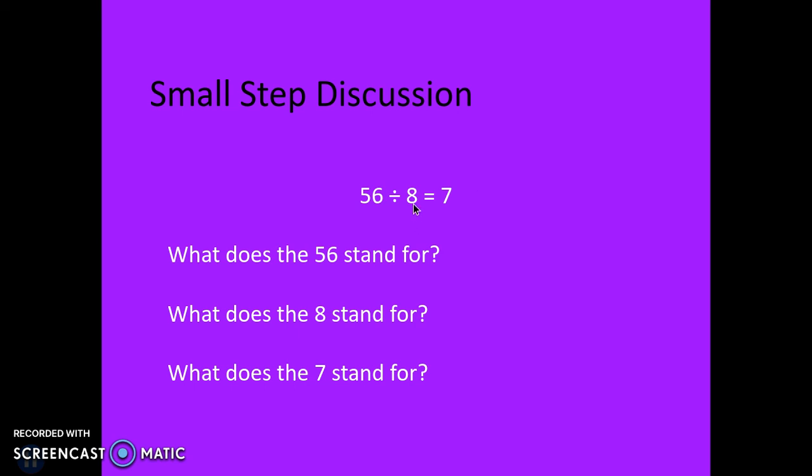So keep in mind, when we learn those basic facts, it's going to help us do our division much easier. So learning and memorizing basic facts are going to make your life easier when it comes to multiplication and division.